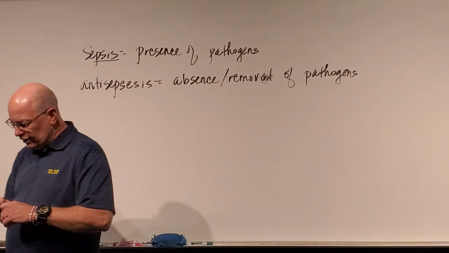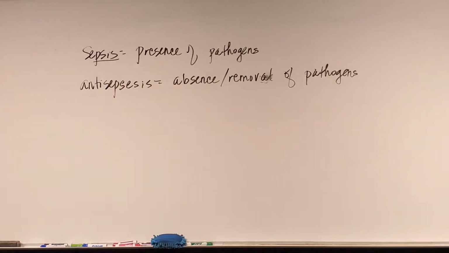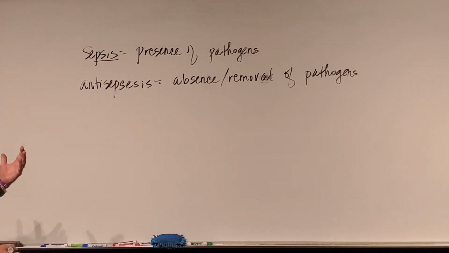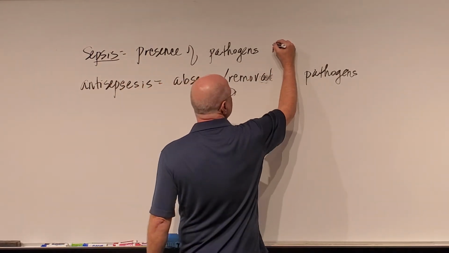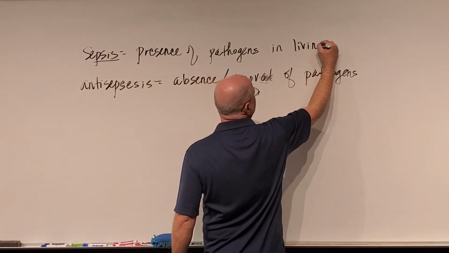Now, I know a lot of these definitions are starting to sound very similar, but there are some technical differences, and you should know them. So, antisepsis is where we disinfect usually living tissue. When we talk about sepsis, this is not only the presence of pathogens, but we're usually talking about it in living tissue.